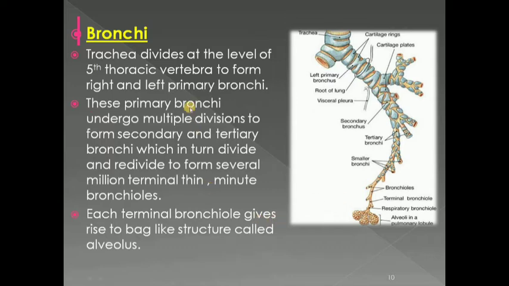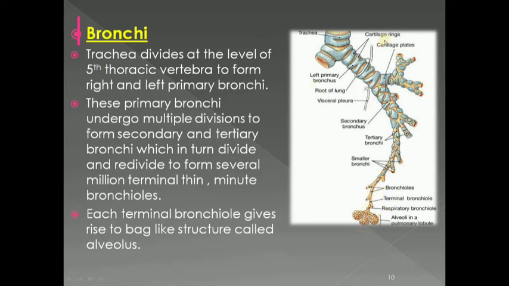Now the bronchi. The trachea divides at the level of the fifth thoracic vertebra to form the right and the left primary bronchi. These primary bronchi undergo multiple divisions to form secondary and tertiary bronchi, which in turn divide and redivide to form several million terminal thin and minute bronchioles. Each terminal bronchiole gives rise to a bag-like structure called the alveolus.